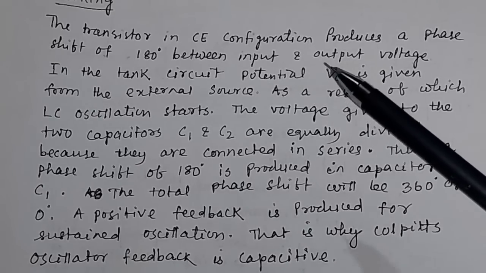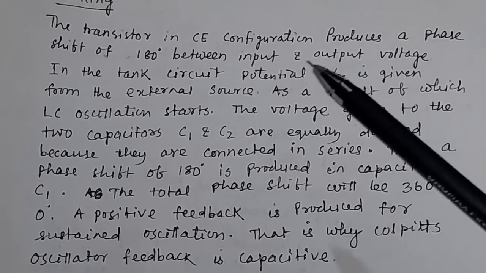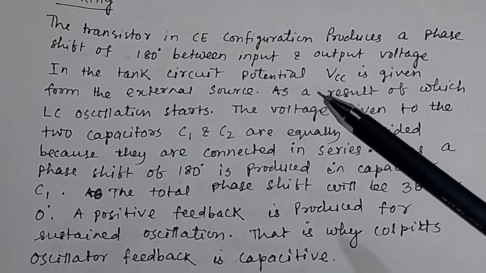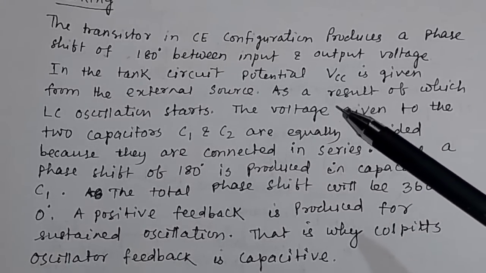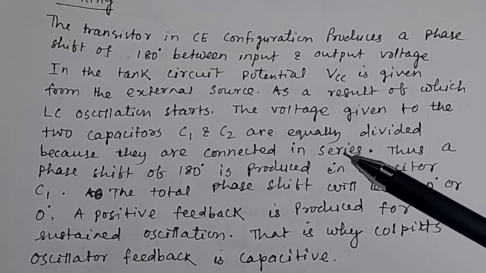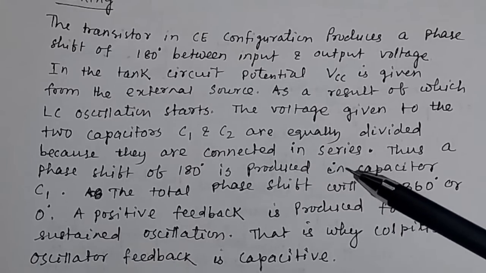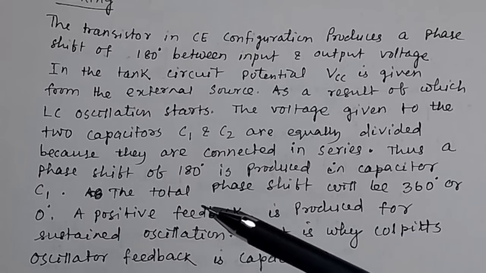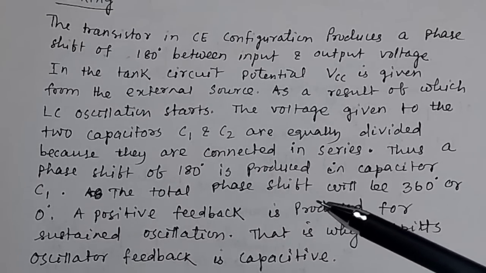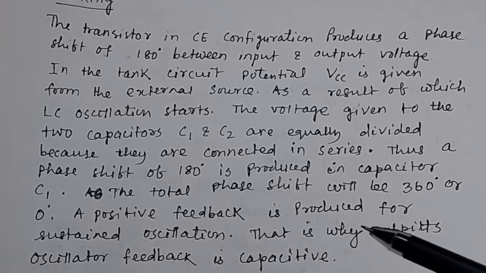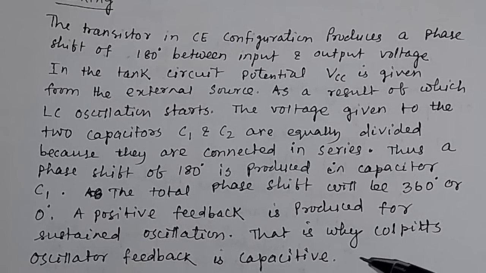The transistor in common emitter configuration produces a phase shift of 180 degree between input and output voltage, and in the tank circuit you are giving a potential VCC, and the voltage given to the two capacitors C1 and C2 is equally divided because they are connected in series. Thus a phase shift of 180 degree is produced in capacitor C1. So what will be the total phase shift? Total phase shift will be 360 degree or 0 degree. So a positive feedback is produced for sustained oscillation. That is why the Colpitts oscillator feedback is capacitive.